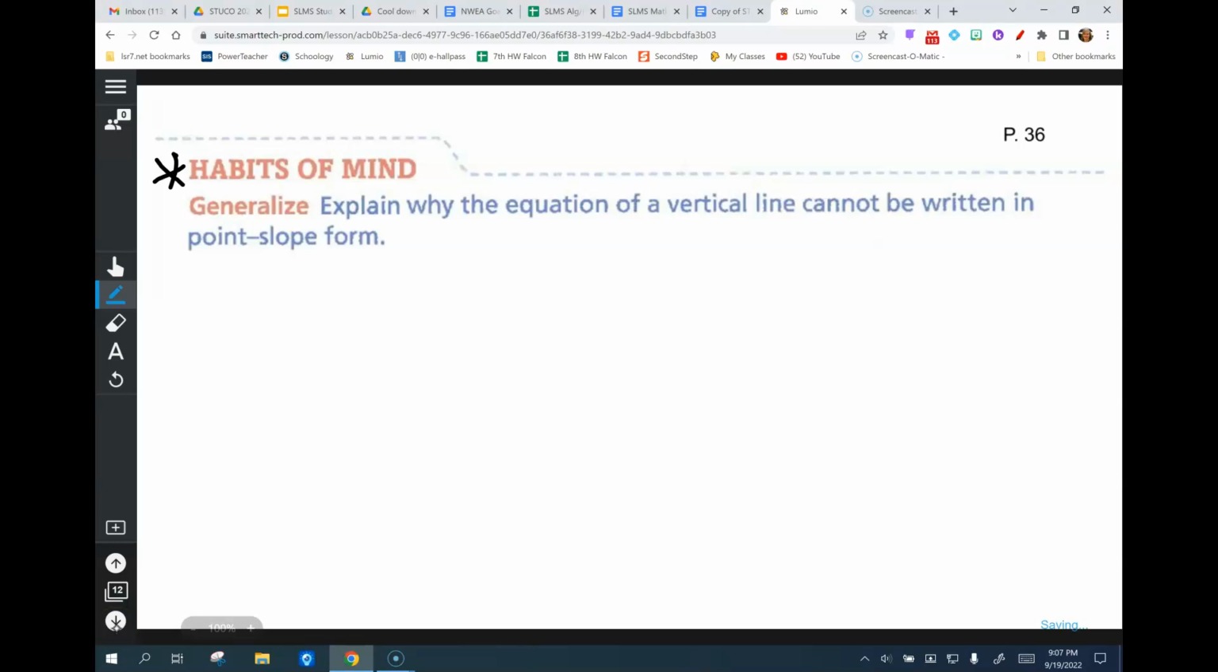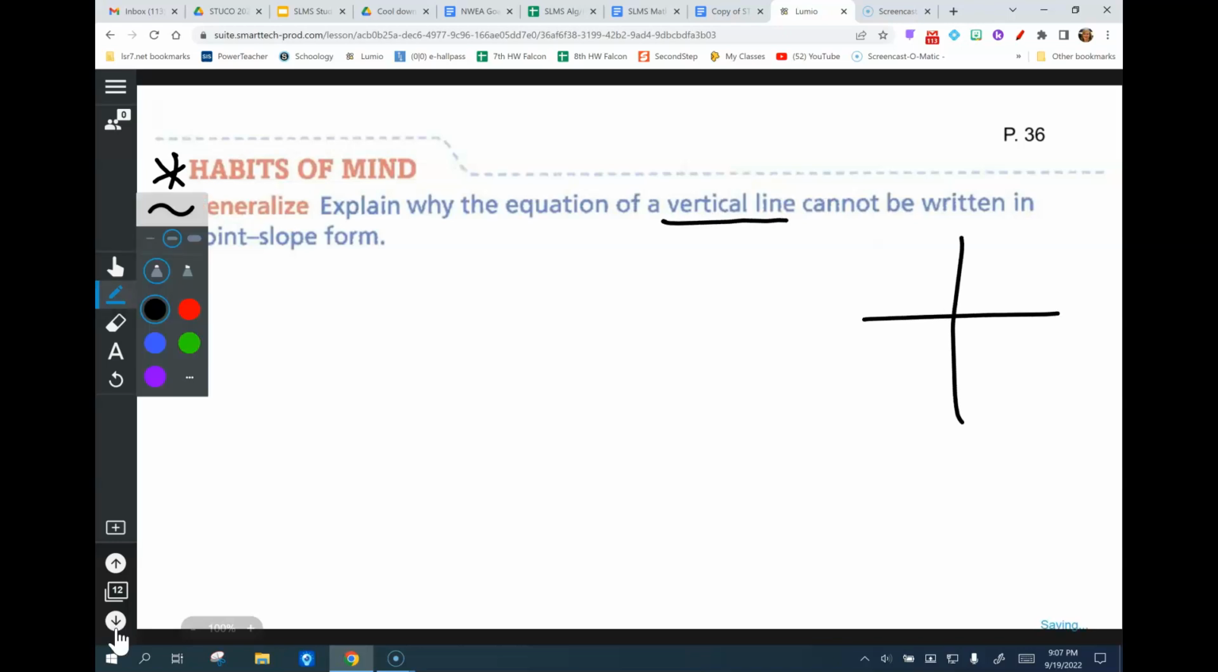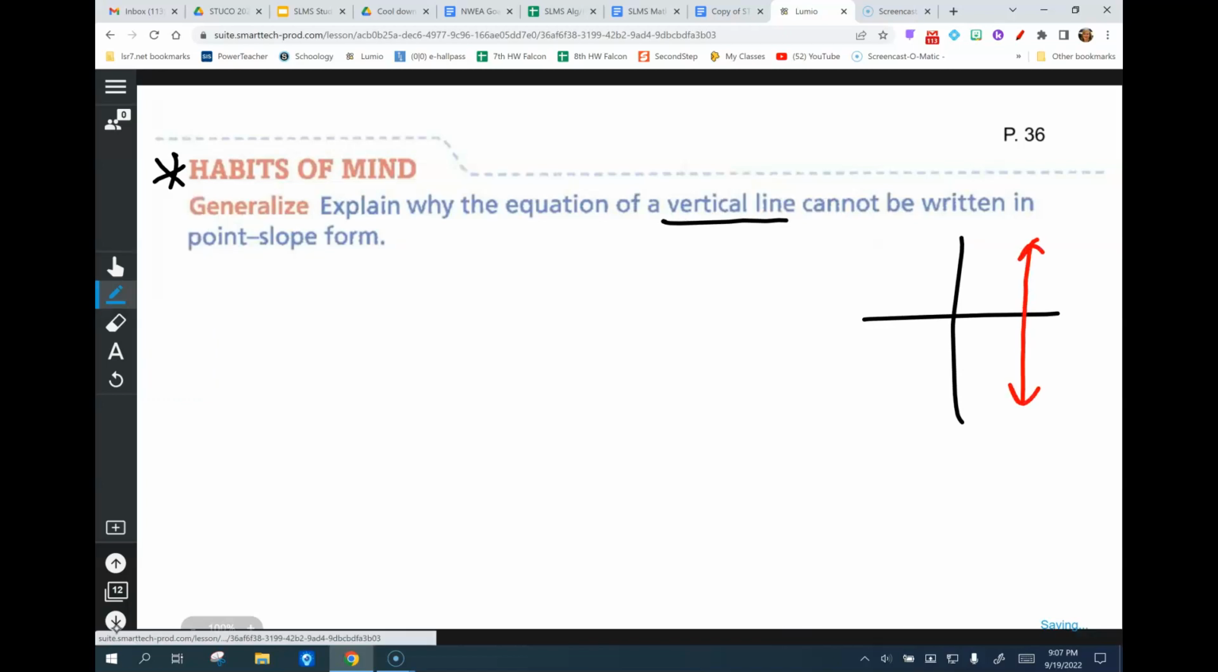So it says, explain why the equation of a vertical line cannot be written in point slope form. So let's think about a vertical line. Here's our vertical line. Okay. What do we know about a vertical line? The slope is undefined. Okay. So think about now point slope form.